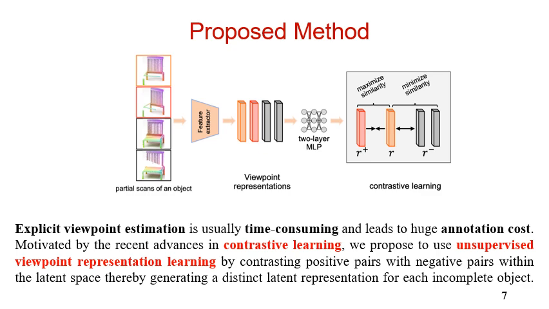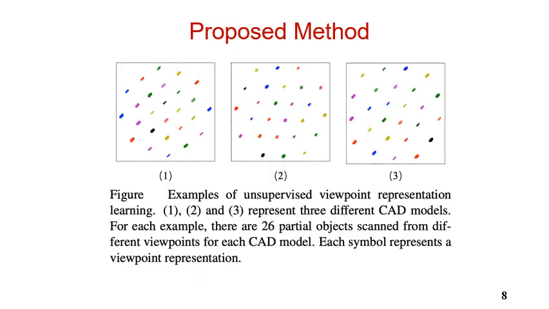As I mentioned above, we think that viewpoint information is very important for point cloud completion. However, explicit viewpoint estimation is usually time-consuming and leads to huge annotation cost. Motivated by the recent advances in contrastive learning, we propose to use unsupervised viewpoint representation learning by contrasting positive pairs with negative pairs within the latent space, thereby generating a distinct latent representation for each incomplete object. These are the visualized results for the unsupervised viewpoint representation learning. From this figure, we can see that 26 partial objects scanned from different viewpoints are represented as different viewpoint representations.